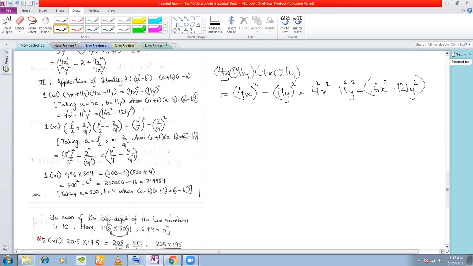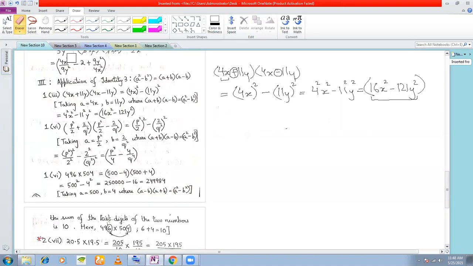But if you would have multiplied normally, it would have taken you a very long time, isn't it? 4x plus 11y into 4x minus 11y. You would have to multiply 4x into 4x, then plus and minus combining to give a minus sign, 4x into 11y, and then this plus sign combining with this plus sign, then 11y into 4x, and then this plus sign combining with this minus sign to give 11y into 11y. Then you would have cancelled, and then you would have got this. But if you know the a square minus b square formula, this gets very easy to multiply.